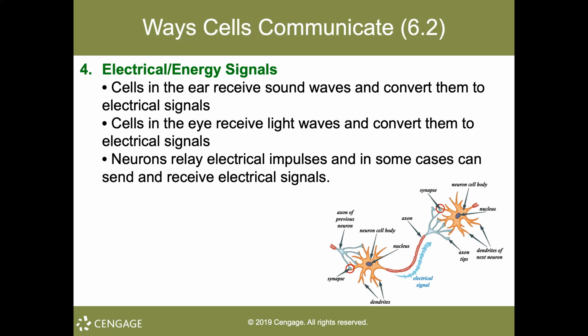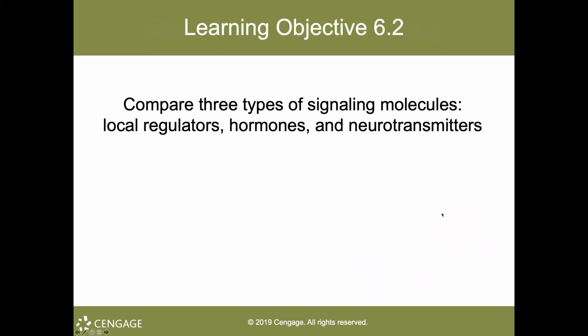Also, cells in the ear are going to receive sound waves. Cells in the eye are going to receive light waves. Those are energy signals that can be converted to electrical signals. So altogether, and this is just to recap, we have talked about the different types of signaling molecules that are synthesized by cells. We've also talked about the mode or method of delivery, how these signaling molecules can get to the target cell.